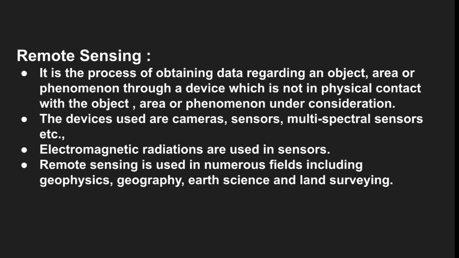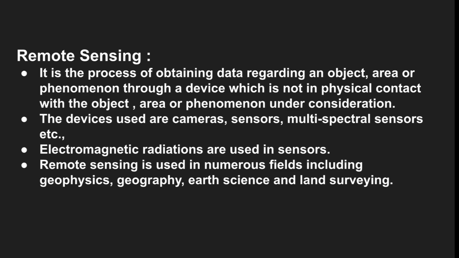The devices used are cameras, sensors, multispectral sensors, etc. Electromagnetic radiations are used in sensors. Remote sensing is used in numerous fields including geophysics, geography, earth science, and land surveying, which is done as a part of civil engineering in surveying.